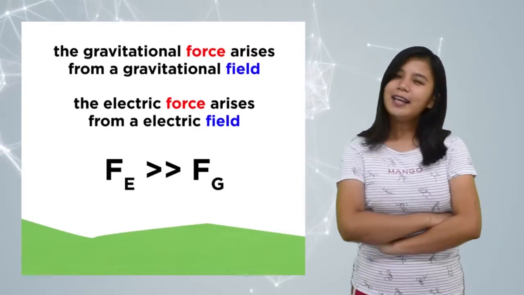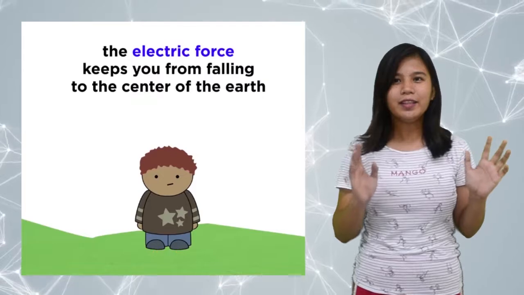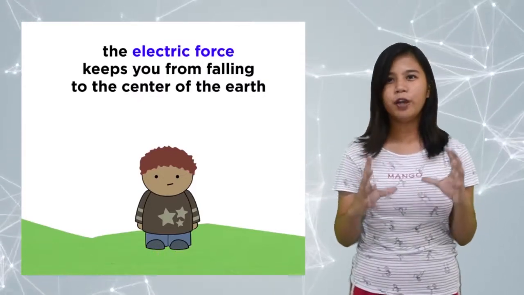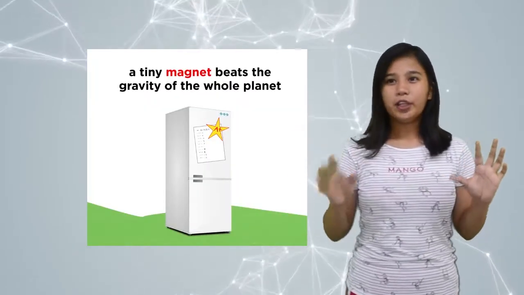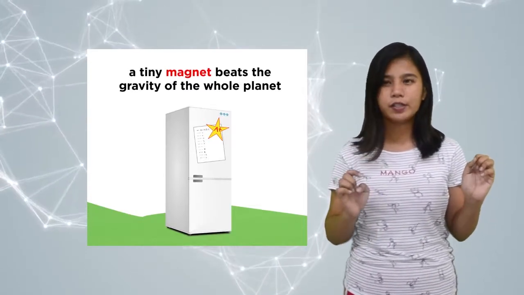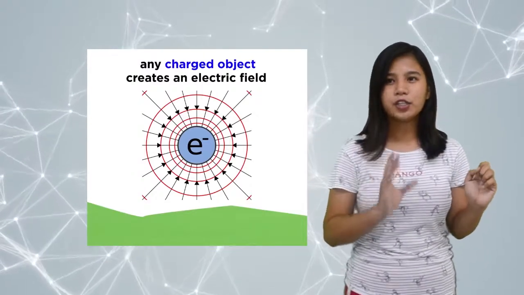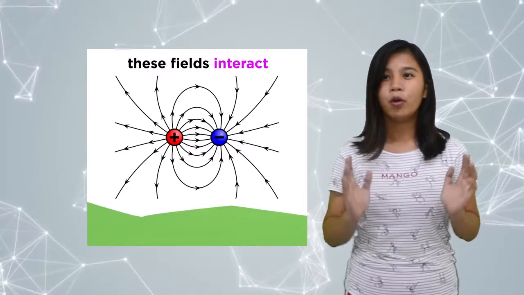However, as we said, the electric force is much stronger than gravity. This is evidenced by the fact that the repulsion between particles in your feet and the particles on the ground is more than strong enough to keep you from plummeting to the center of the earth. We can also use a little cheap refrigerator magnet to keep a piece of paper on the fridge against the gravitational force of the entire planet. Any charged object can manifest an electric field, which will be discussed by Therese Mungcal.